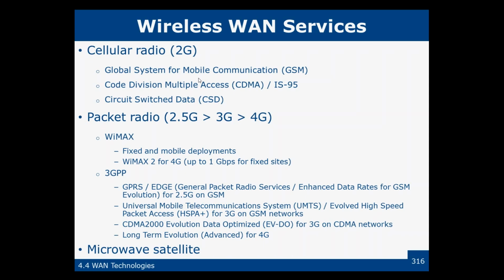WiMAX is a longer range, higher speed wireless. It says fixed and mobile deployments. It can be mobile. It can be on an antenna. The WiMAX 2 up to 4 gig and up to a gigabit for the fixed sites. General packet radio services, more ranges, and the 3GPP, universal long-term, LTE, long-term evolution, LTE, that's what the cell phones are. And it says advanced for 4G. The 3G kind of emulates some of the 4G capability.